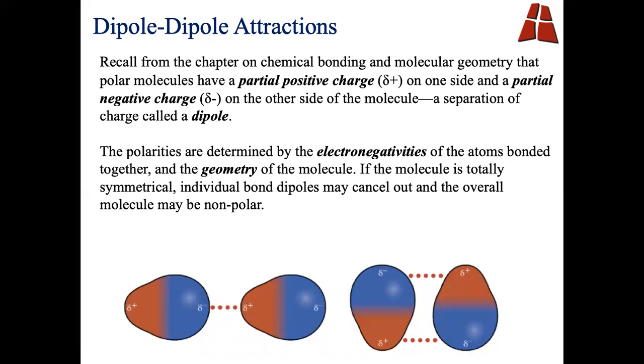And so the polarities of the molecules are going to be determined by the electronegativities of the atoms bonded together, as well as the geometry of the molecule. And so we're going to practice this more in class on Thursday. But the key thing to remember is that if a molecule is totally symmetrical, the individual bond dipoles will cancel out, and overall, our molecule may not be polar. So if you think back to that CCl4 example on the previous slide.